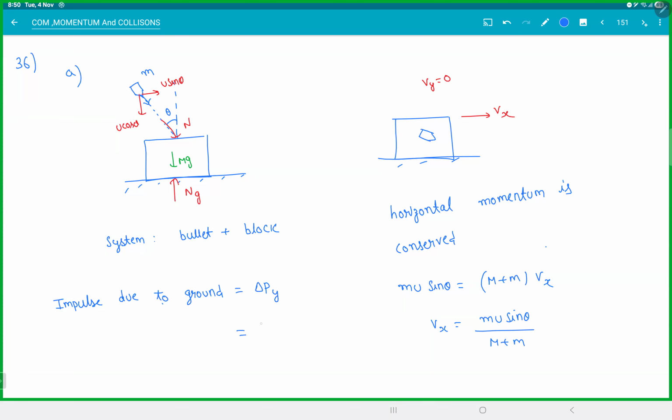So what is the final momentum? That was 0. What is the initial momentum? M into u cos theta. Sometimes if they ask you questions like this, they're indirectly asking you to find the change in momentum in that direction. So impulse due to the ground, or this is also impulse due to the N ground. Mathematically, this thing is written as integral N ground dt. Clear with that? This is minus of minus m u cos theta.